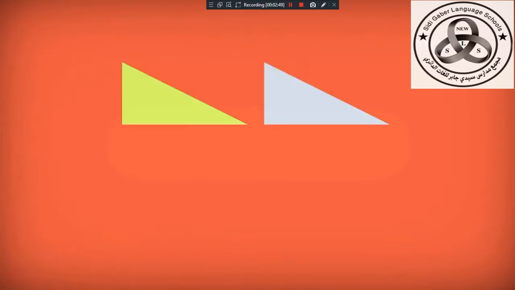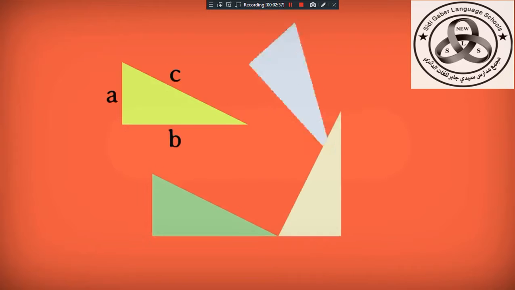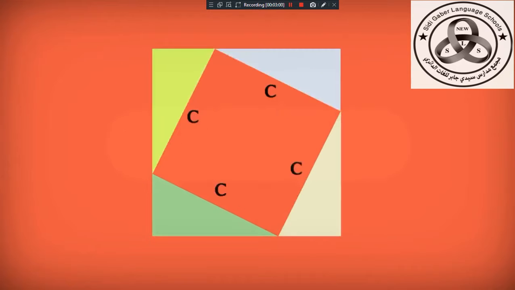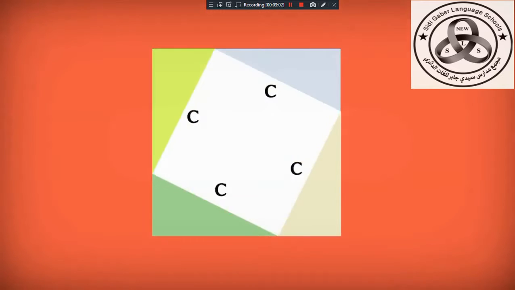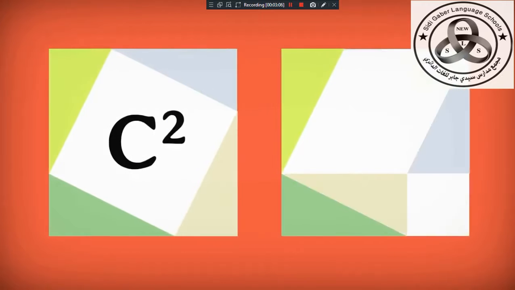Take 4 identical right triangles, with side lengths a and b, and hypotenuse length c. Arrange them so that their hypotenuses form a tilted square. The area of that square is c squared. Now rearrange the triangles into 2 rectangles, leaving smaller squares on either side. The areas of those squares are a squared and b squared.